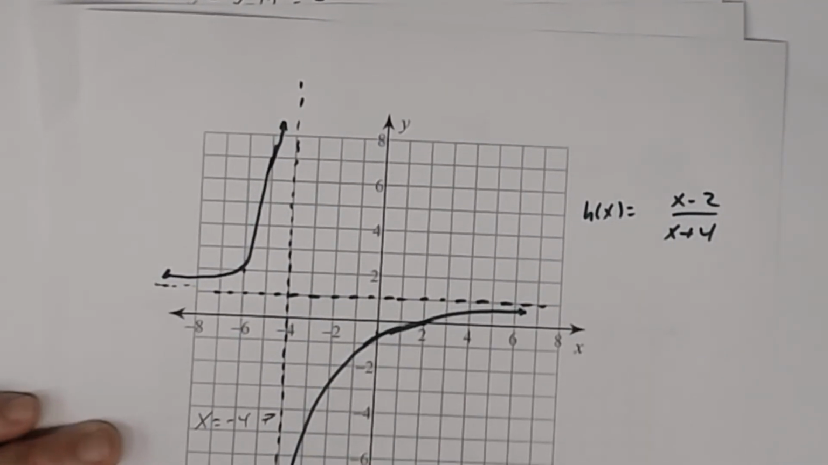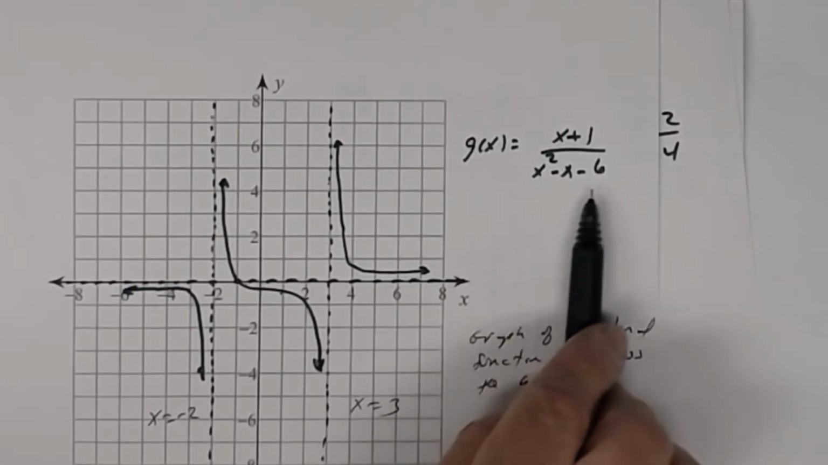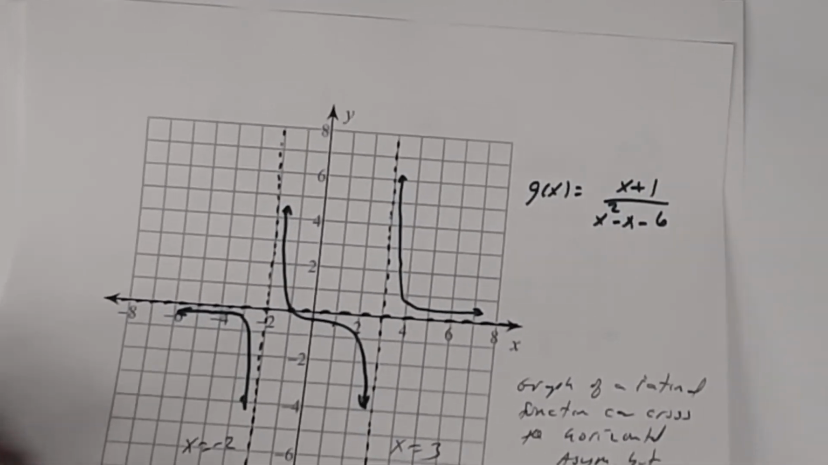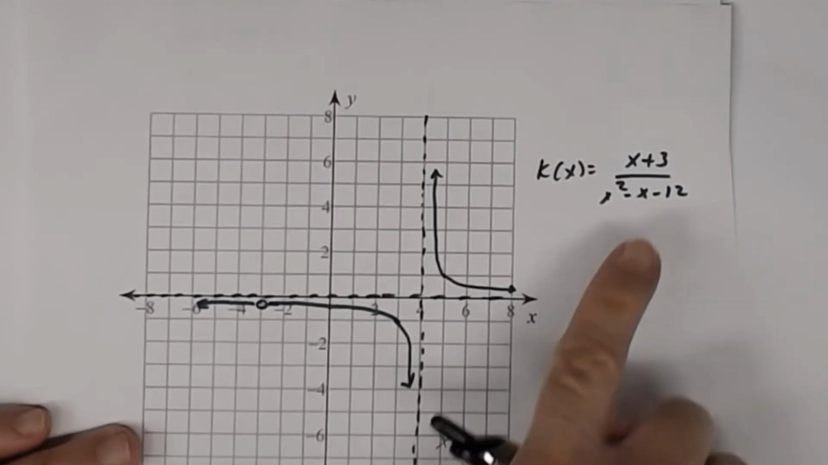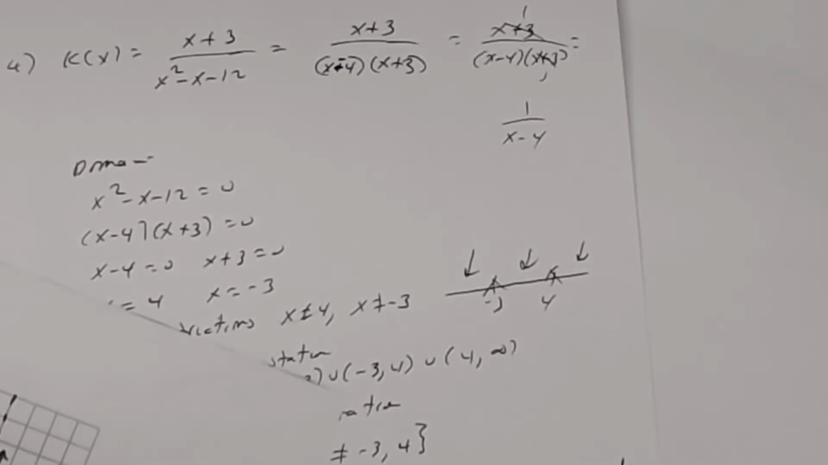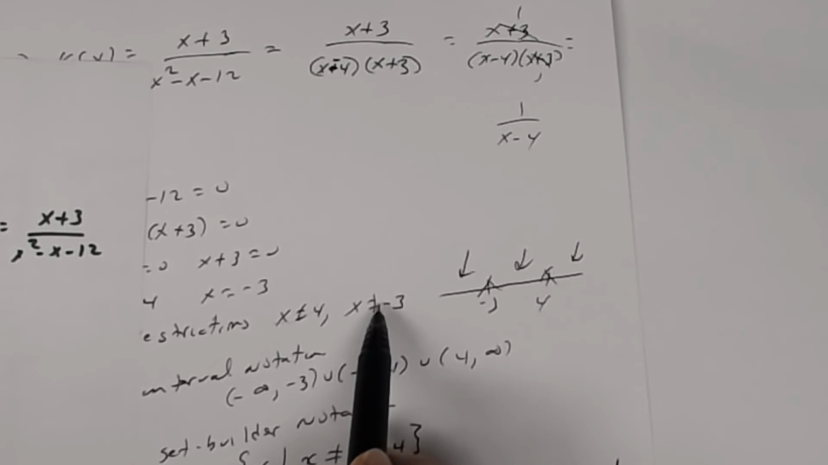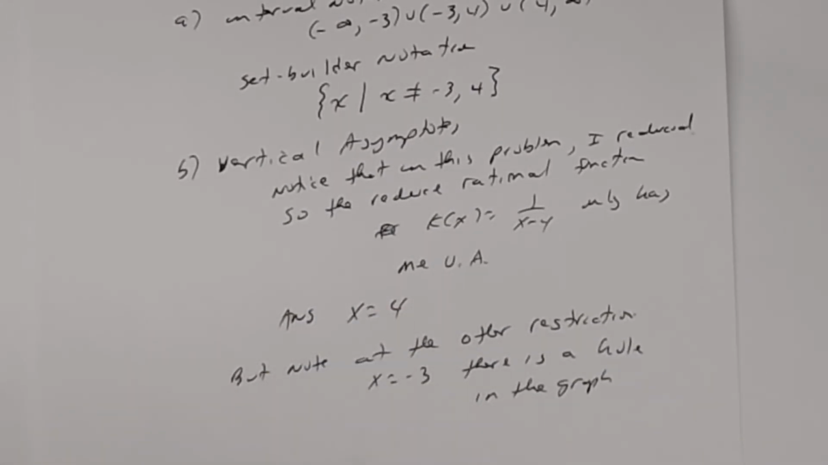There was no hole, H-O-L-E, in any of those previous examples because we could not reduce anything. Nothing was reducible. Now we have something that's reducible. This I could have reduced, and that's what you saw here. So the x plus 3's divide out. So that means this negative 3, which is a restriction, is not a vertical asymptote, but instead a hole. All right. So it's very easy to do. All right, let's look at number 5.